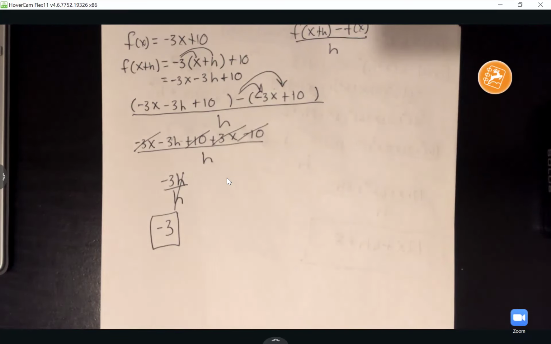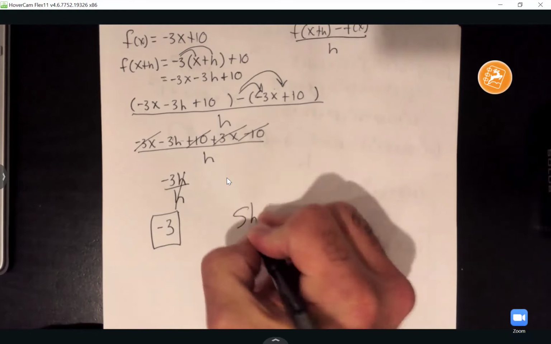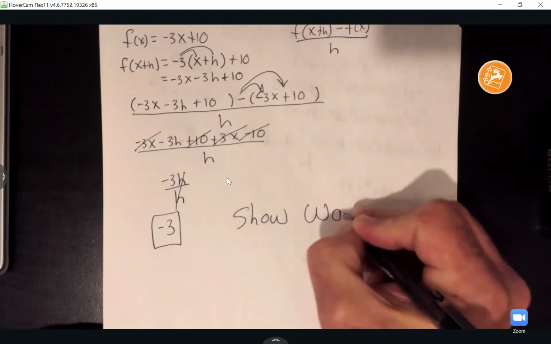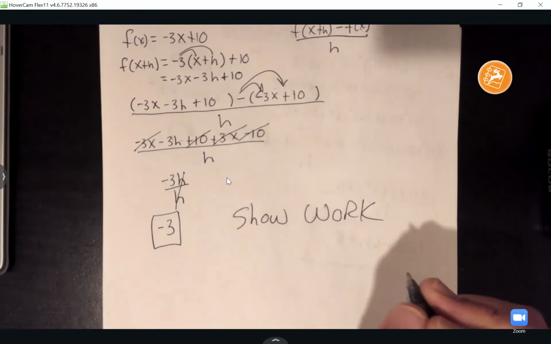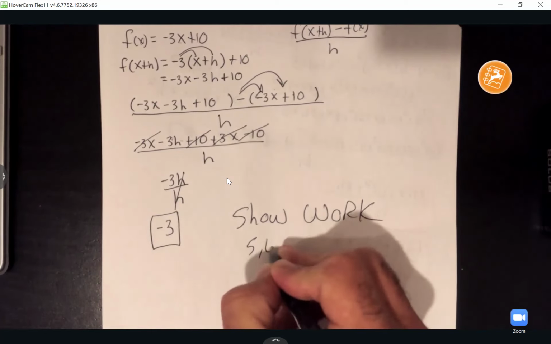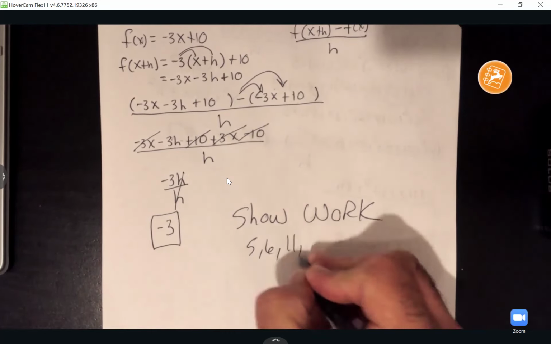Now let me show y'all. I had 4. I didn't do 5 this time. I did 4 to show my work on. So write these 4 down, and I'll send this in the email also. But on this one, I just picked 5, 6, 11, and 20.